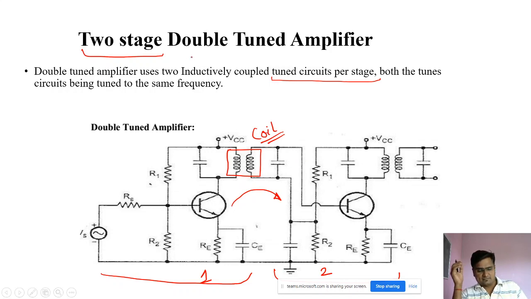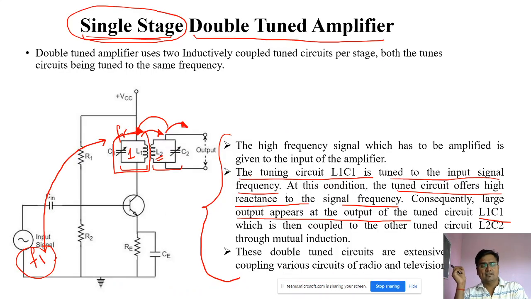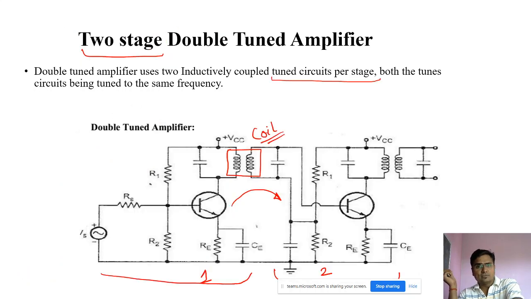Now see, here I didn't discuss any bandwidth. I'm just telling you about the circuit diagram. What is there in the circuit diagram? In a two stage tuned amplifier, two stages are there. In a single stage double tuned amplifier, one stage is there. I didn't talk about where the double tuning is. I didn't talk about where the increment in bandwidth is. Is it not? I haven't yet said anything about that.